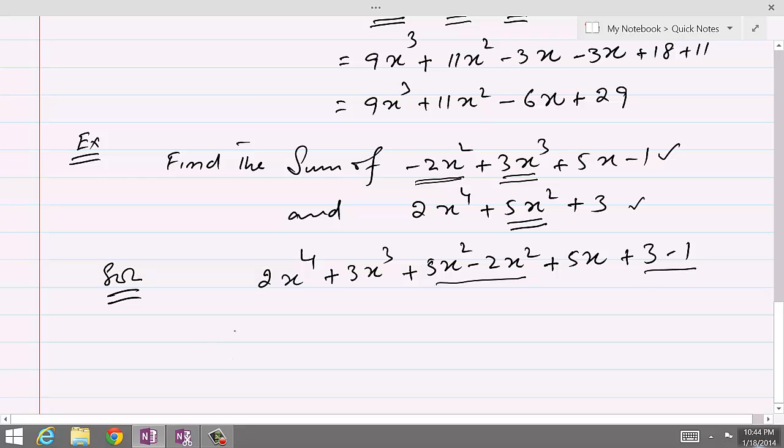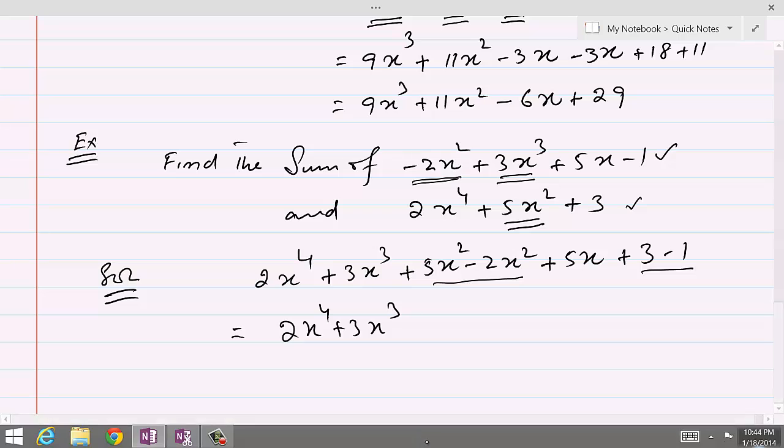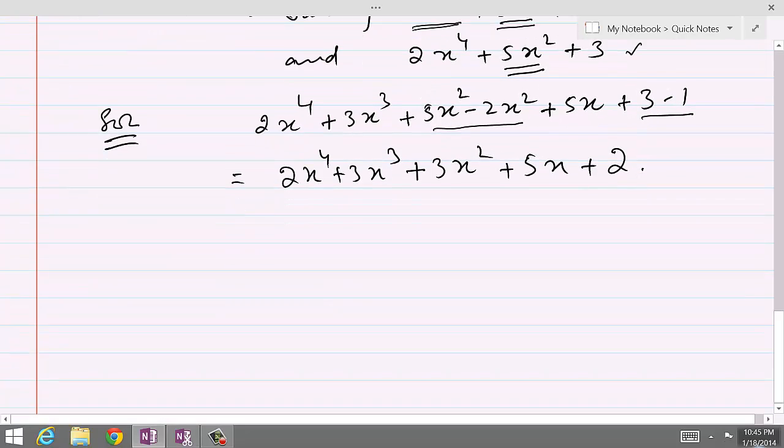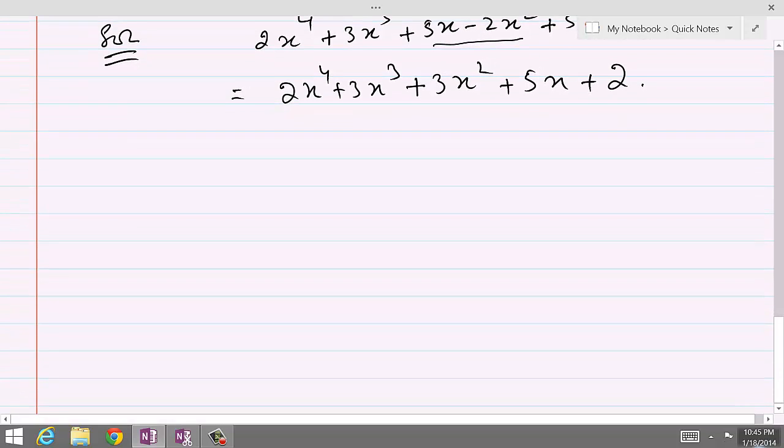We can simplify them. So this would be 2x4 plus 3x cube and 5x square minus 2x square. That will give us plus 3x square and plus 5x, and plus 3 minus 1 will give us 2. So this is the sum of those polynomials. And now the last question.